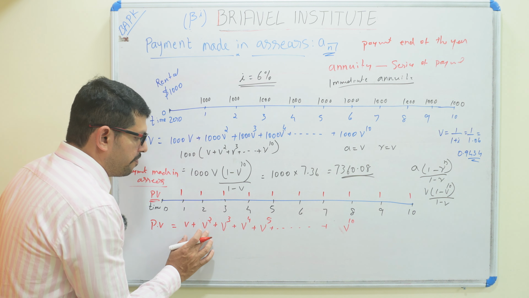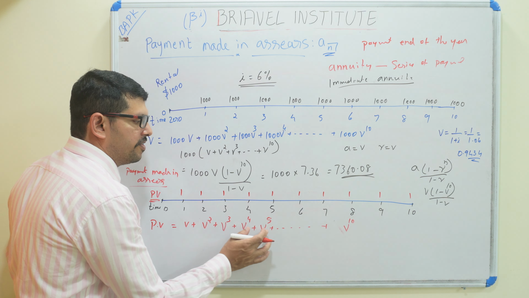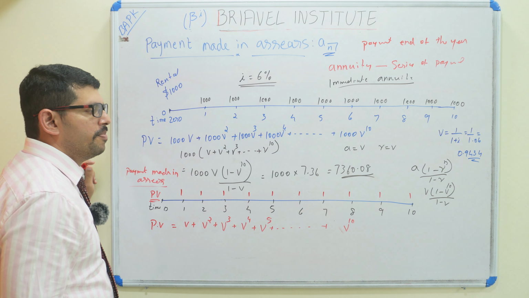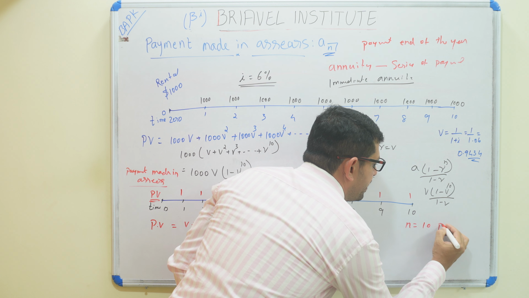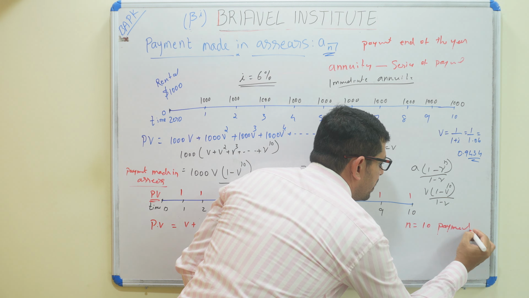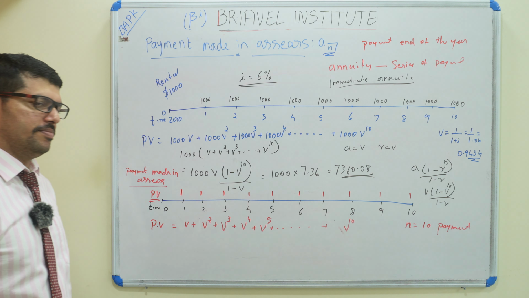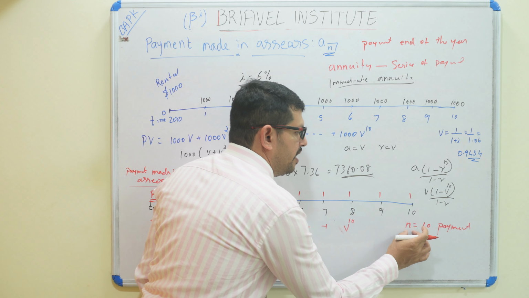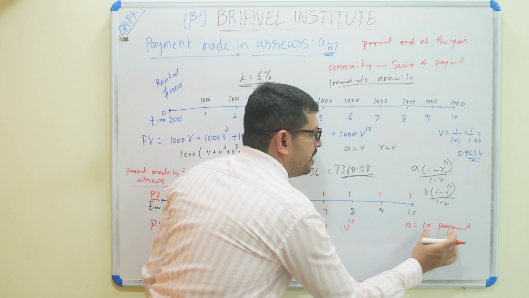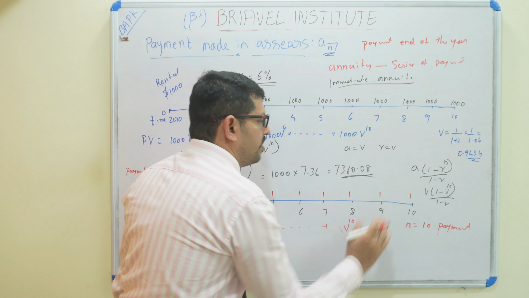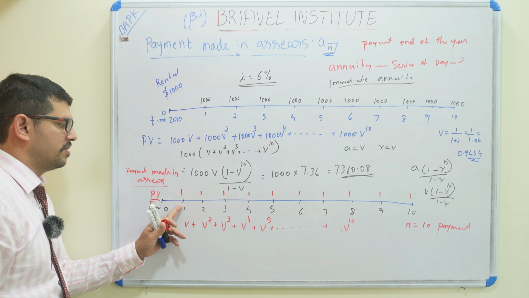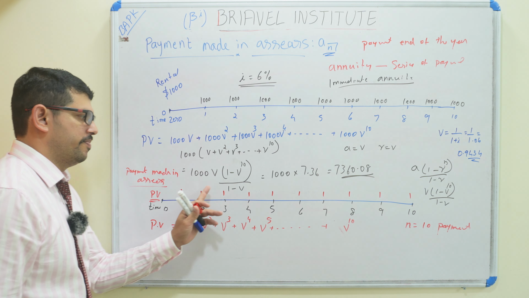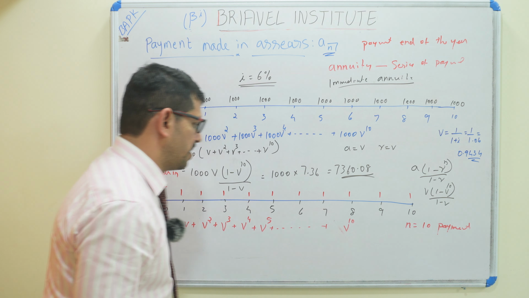Now you see v squared, v cubed, v^4, v^5 up to v raised to 10. Now I am taking n as 10 payments. I am getting 10 payments, taking n equal to 10, each year 1. Each year's 1 I am calling a payment made in arrears, because this is the end of the year. Each one is at the end of the year.